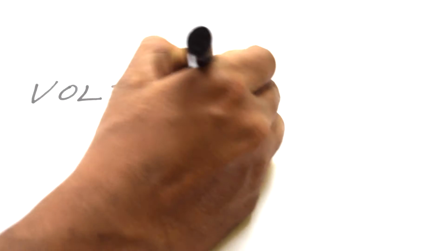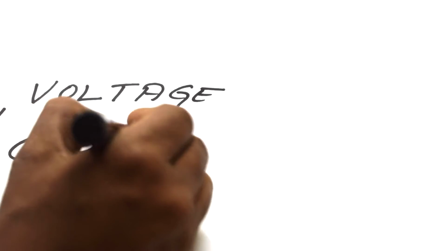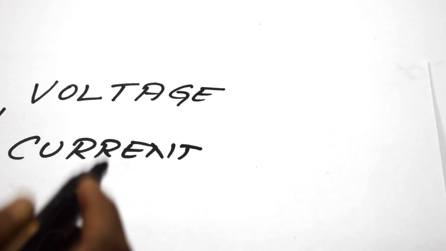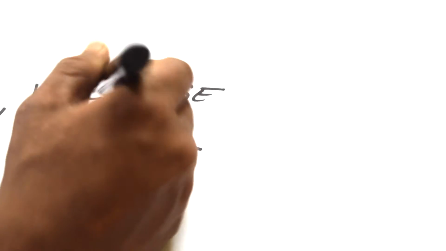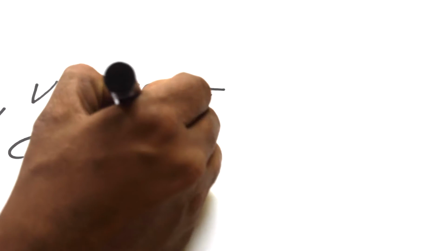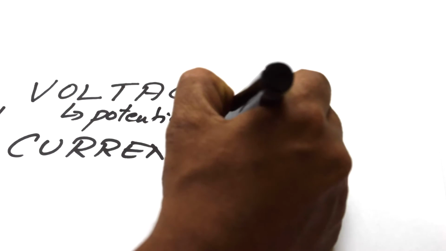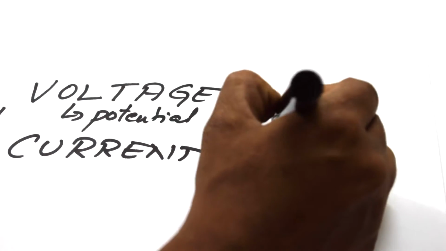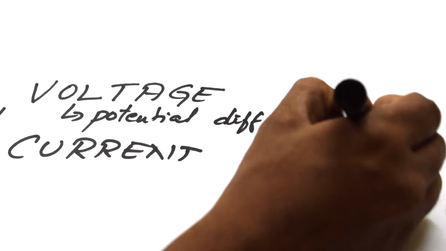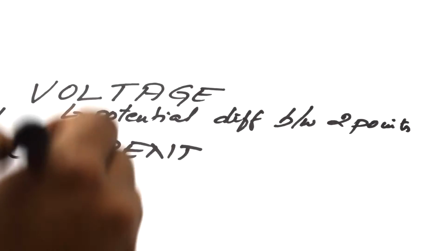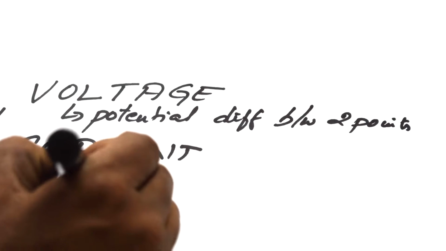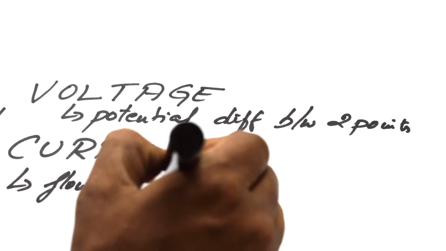First, voltage and current. As it goes by the dictionary definition, voltage is defined as the potential difference between 2 points. Current is defined as the flow of charged particles.